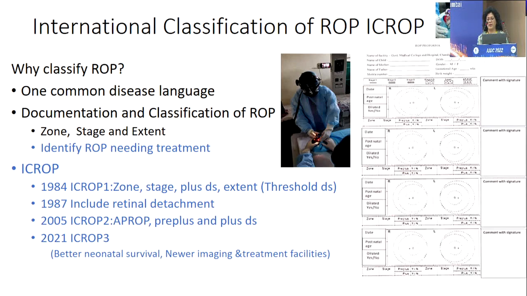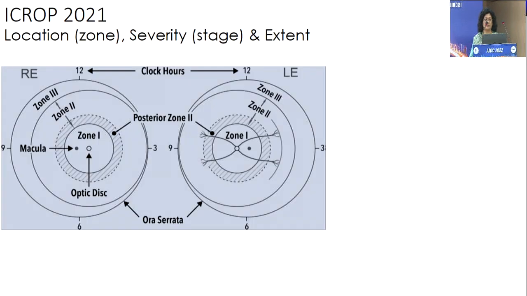In 2005, there was a revision, and we added aggressive retinopathy of prematurity to it because we were having more and more aggressive cases. In 2021, we have revised this classification because we have newer imaging techniques, better treatment facilities, and better neonatal survival. So a few modifications have been made.